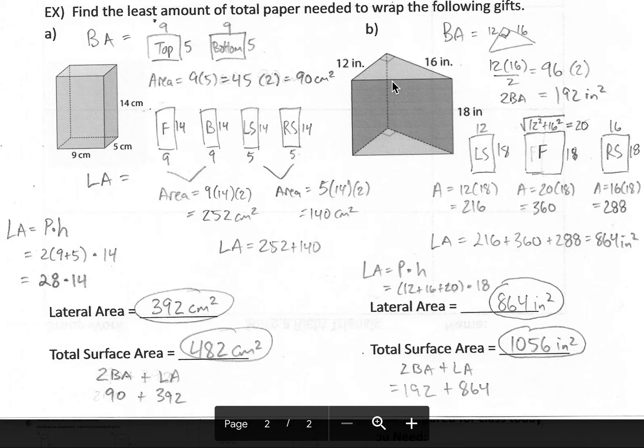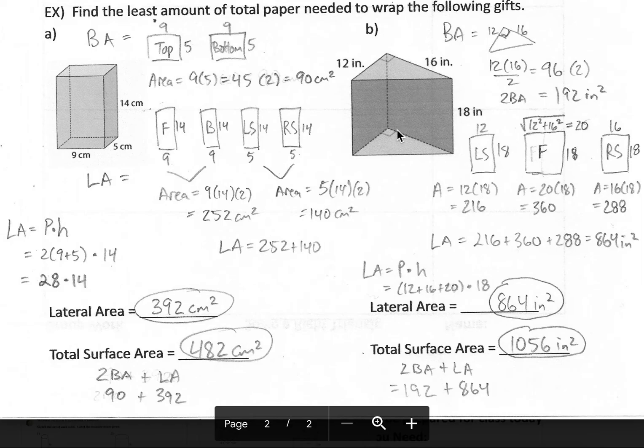In order to find the area of the triangle, though, we don't need that hypotenuse length. We just need those perpendicular sides, the base and the height of our triangle. So 12 times 16, cut that in half. That's the area of my triangle. So that turns into 96 square inches. If I double that, because I have a top triangle and a bottom triangle that are the exact same, 96 times 2 is 192 square inches. So there's double my base area.